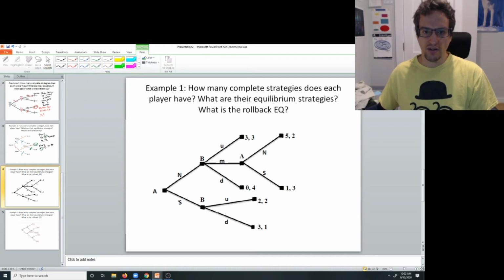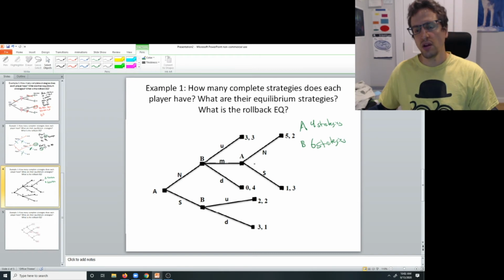So A has 2 options here and 2 options here. So A has 4 strategies. Not going to write them out anymore. B has 3 options here and 2 options here. So B has 6 strategies. Do the same thing though.